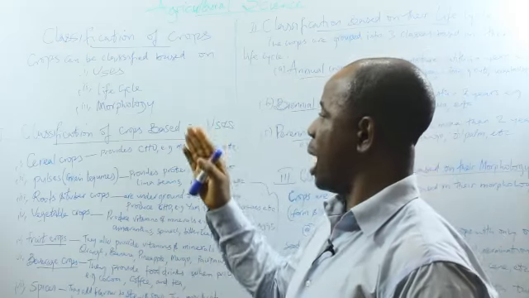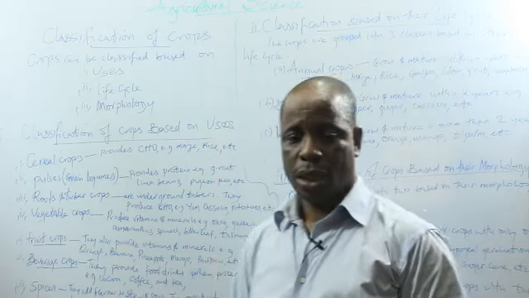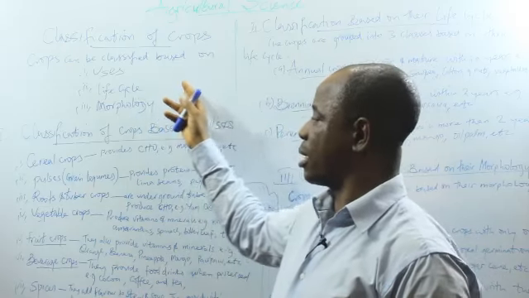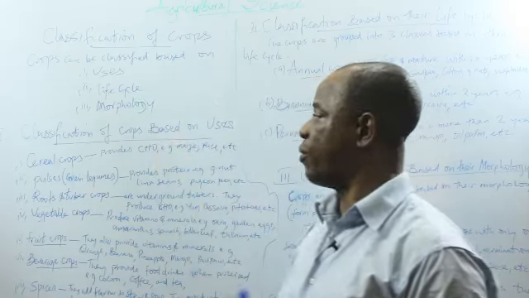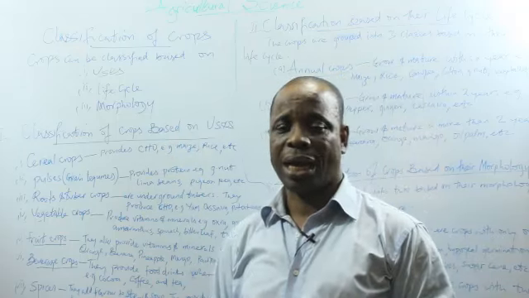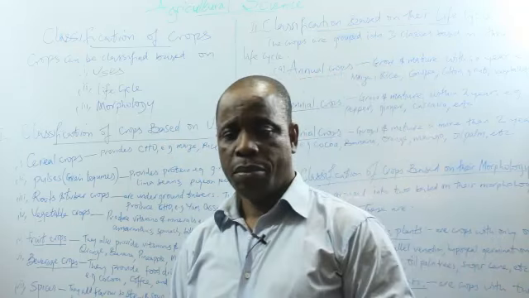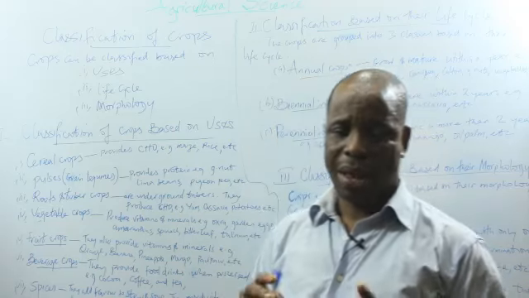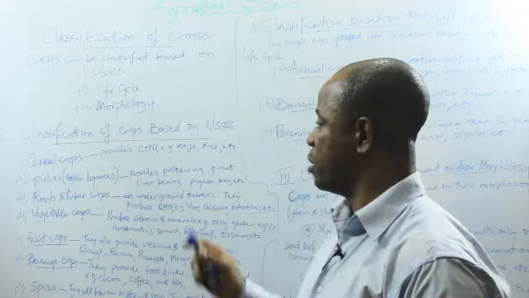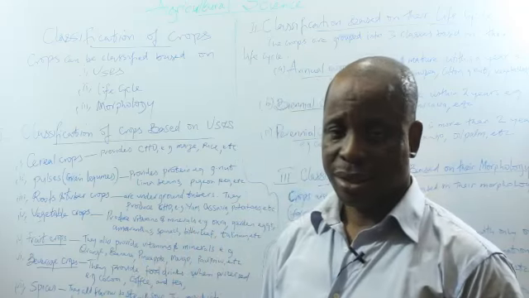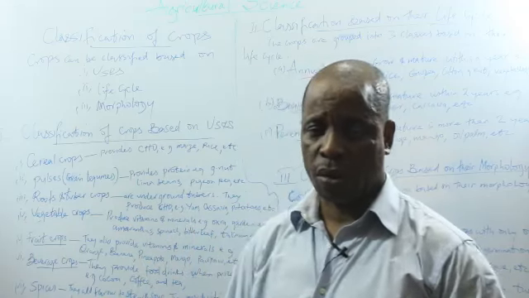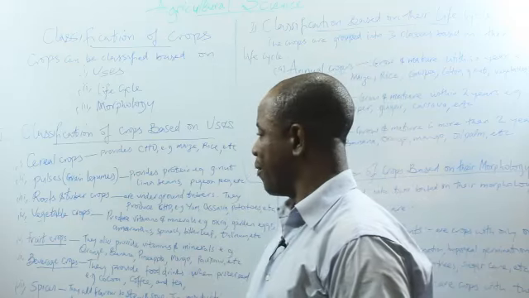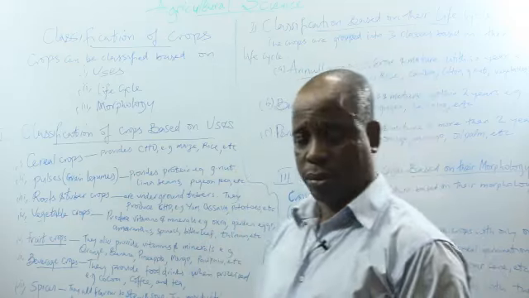Now, crops are classified into three groups. They are classified based on their uses, based on their life cycle, and based on their morphology. Morphology means their appearance, the forms and the shape of the crops. That's morphology. Now, classification of crops based on uses.